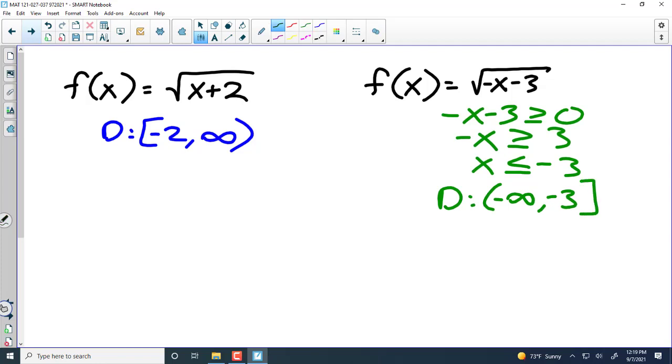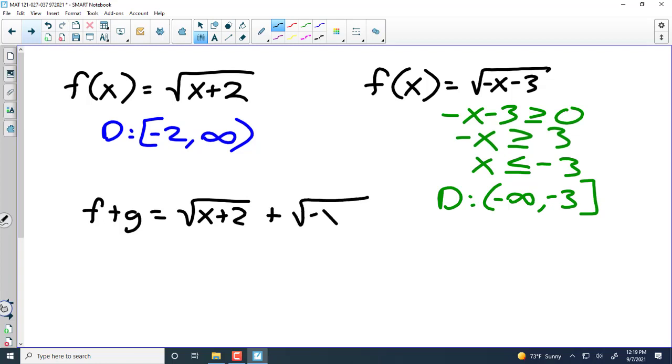So if you were to do the combination f plus g, and you did x plus 2 plus the square root of -x minus 3, this actually can't handle any numbers at all. This function has no domain. You can't put anything in there because you'll make one of the square roots unhappy if you put anything in there. You're not going to see a problem like this. I just thought it was kind of cool to show you how a combination can make it so your domain goes to nothing. I'm out of time, everyone.